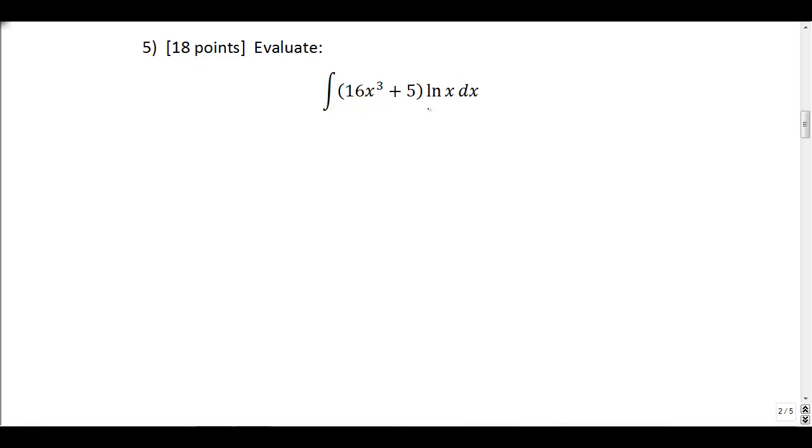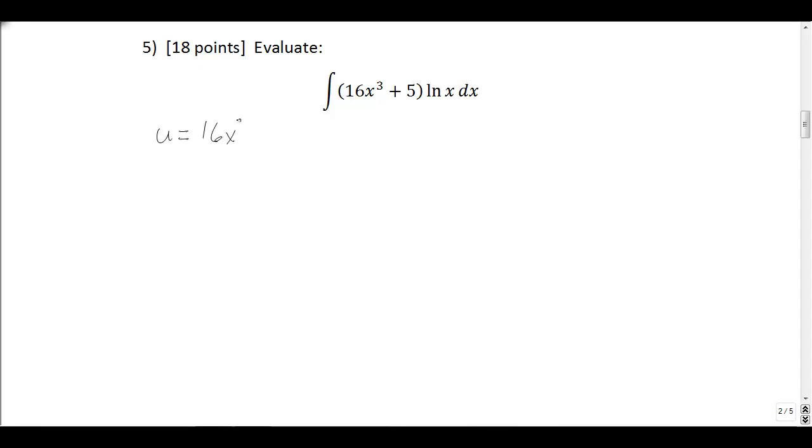Here, I think what people identified pretty well was you had some 16x cubed plus 5 multiplied by natural log x. And a lot of times when I have a multiplication, I'm trying to find an antiderivative, I want to use integration by parts. Okay, and that's really what we're going to do. But what people would do here is I'd see a lot of this.